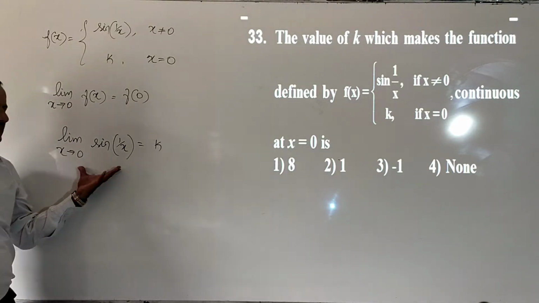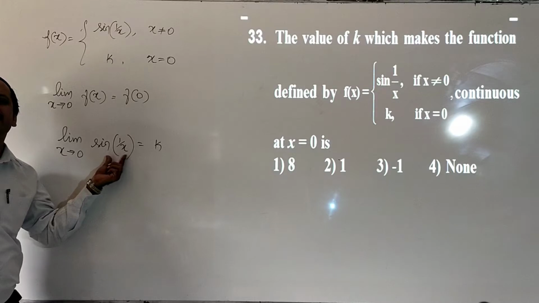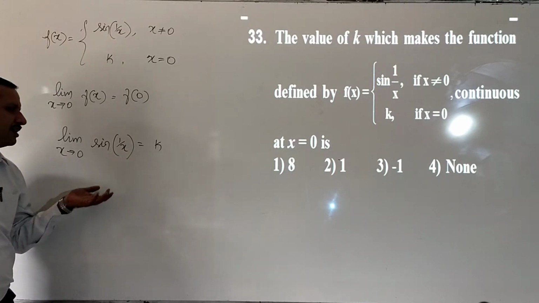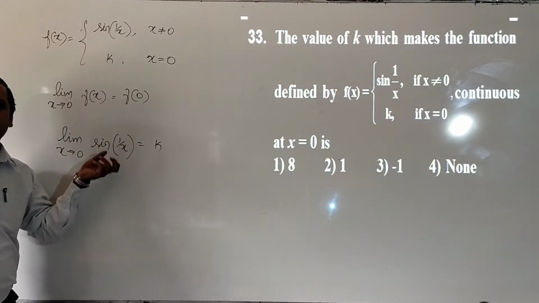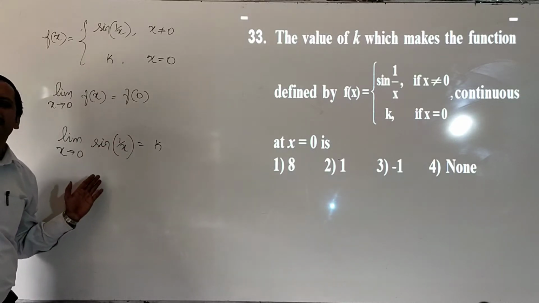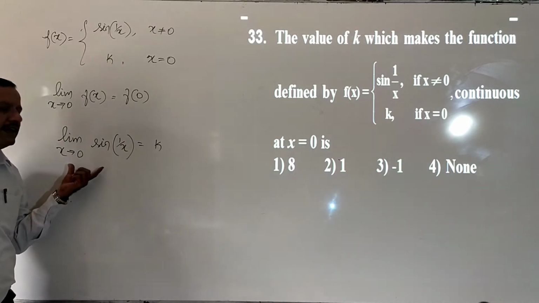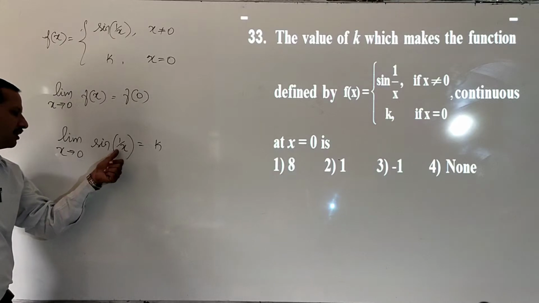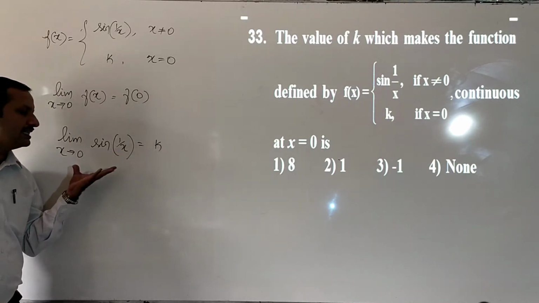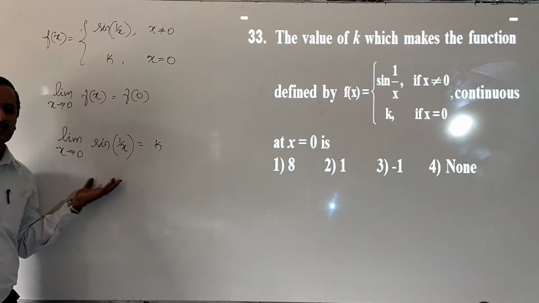Right. Now we look at this. Sin 1 by x. Sin theta. We know that sin theta varies from minus 1 to 1. Whatever may be the value of theta or whatever may be the value of 1 by x, sin 1 by x will always lie in between minus 1 and 1. That's what we know. But we don't know exactly what will be the value of this when x tends to 0. So this limit does not exist. Limit x tends to 0, sin 1 by x does not exist.